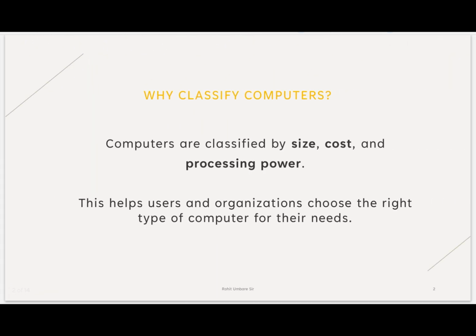First, why are computers divided into different categories? What is the main reason? Computers are classified by size, cost, and processing power, meaning RAM, right? And by different uses. For example, why categories?